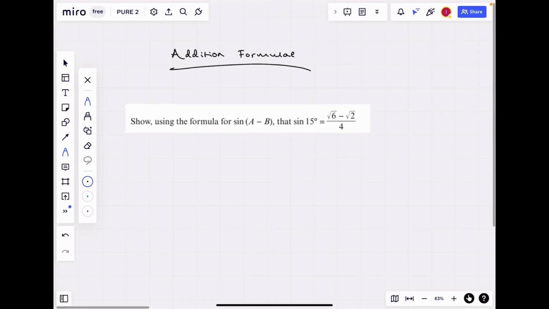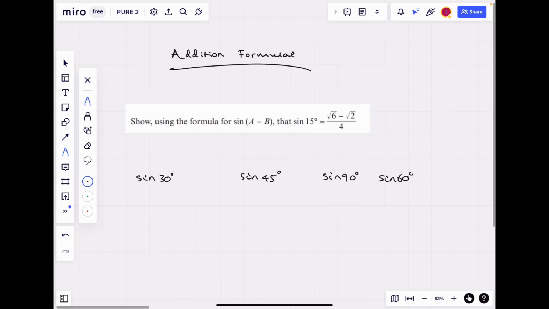What do you do if you have a question like this? So where you need to use the addition formula, but they haven't specifically told you what A and B are. What you can do is use your knowledge of exact values. By that I mean there's an exact value for sine 30. There's an exact value for sine 45, for sine 90, for sine 60, right?